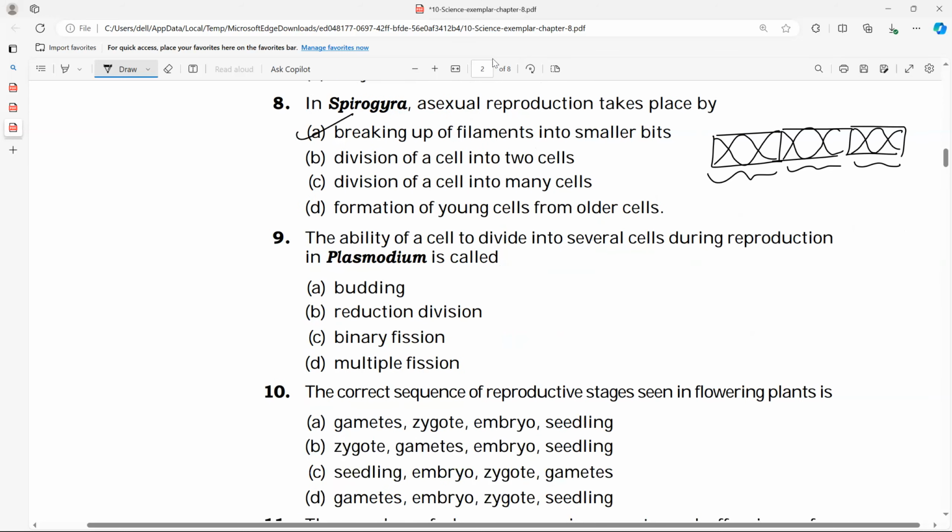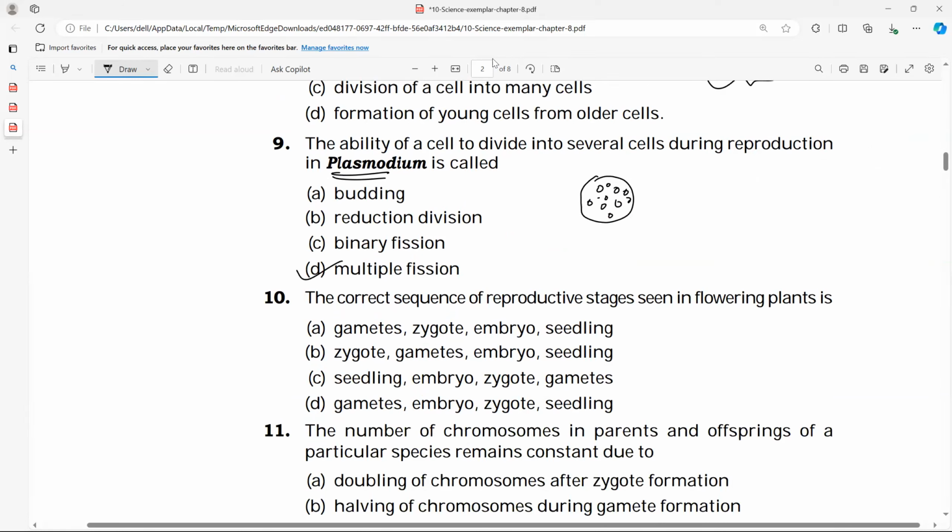Next, question number 9. The ability of a cell to divide into several cells during reproduction in plasmodium is called multiple fission, option D. Yes, plasmodium is very famous because in this a cell divides within the cell many times. The nucleus divides several times, and later each nucleus collects some cytoplasm and forms a new organism. Okay, next, question number 10.